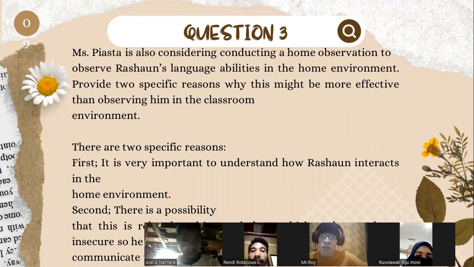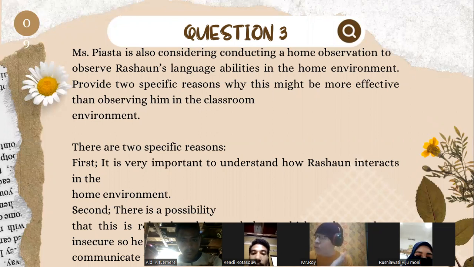The first one is that Ms. Piasta can be able to collect more data, of course, for comparing, concluding, and to make a next step how to handle him. Actually, it is very important as a teacher to get much information as data before making a next step.